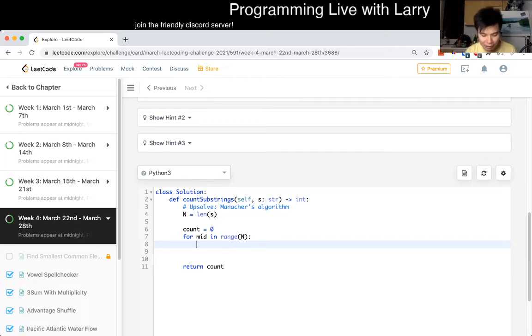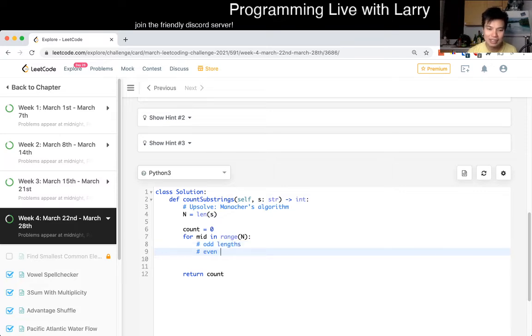So there are two different cases, right? One is, what am I going to say? Sorry, I got distracted. So there are odd lengths and even lengths, right? So we can do both together. So yeah, left is equal to mid, right is equal to mid in the odd lengths one.